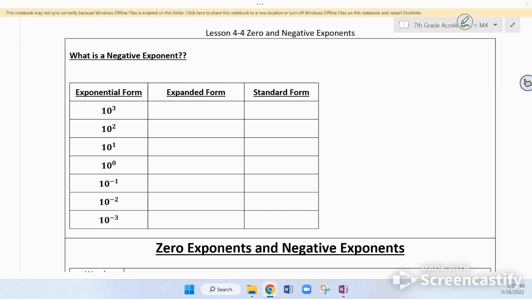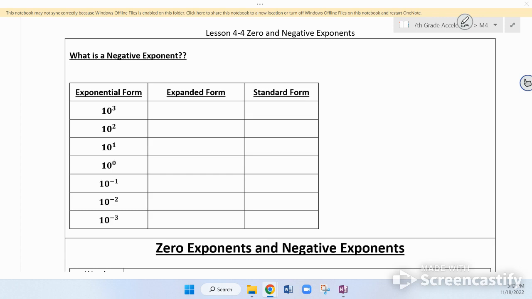Let's go. Lesson 440 and negative exponents. So what if the exponent is 0? That little teeny tiny number is just a donut. 0. All right, well, let's explore. What is a negative exponent?